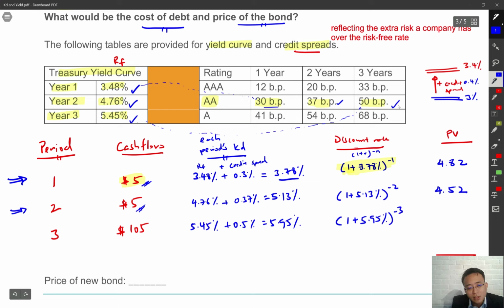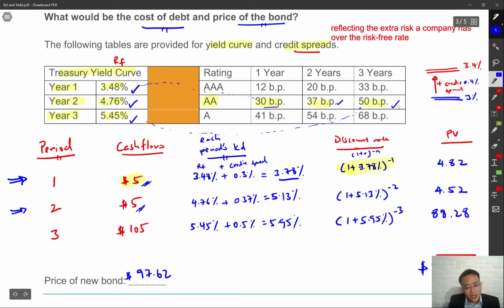And finally, 105, I would discount it with, this is a year 3 cash flow, right? So discount it over 3 periods. I would then get 88.28. And if I add them all up together, I would land with 97.62 as the price of the bond, as the value of the bond. Okay, so the price of the new bond, 97.62.